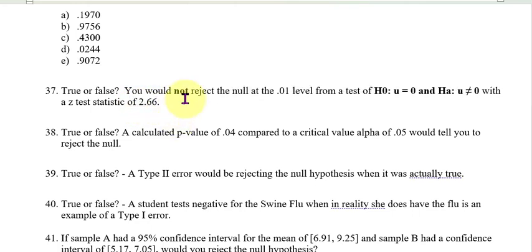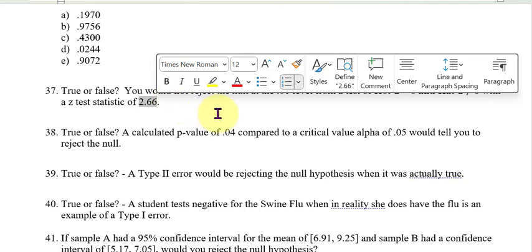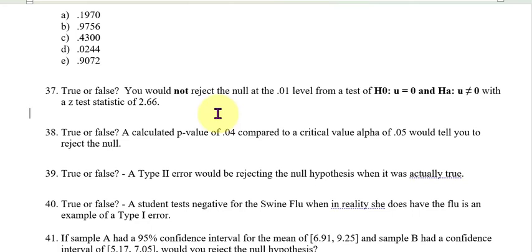This is false. You would reject it because a z-score or a t-score or a lot of these test statistics, if it's bigger than 2, you're going to reject the null. Because the z-score tells you how many standard deviations away one number is from another. And remember, the rule is 2. If two means are more than 2 standard deviations away from each other, that's considered significant. But let's go ahead and run this test anyway.